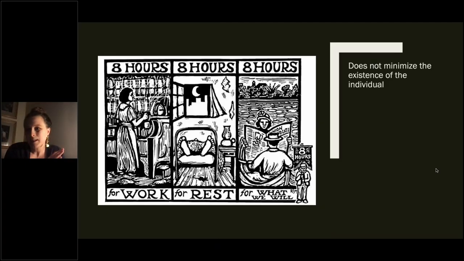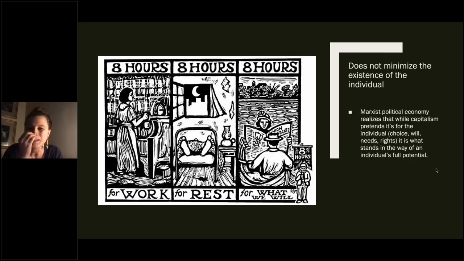And again, this approach doesn't minimize special oppressions, and it also does not minimize the existence of the individual. So what's really funny to me about bourgeois economics is that they're always going on about the individual and individual choice and individual rights and things like that. This is supposed to be the primary unit in society, the individual and their sovereign right to be able to make whatever decisions and do whatever it is that they want, their liberty, etc. But Marx was really quite impressive in his way of noticing that actually capitalism is standing in the way of an individual reaching their full potential.